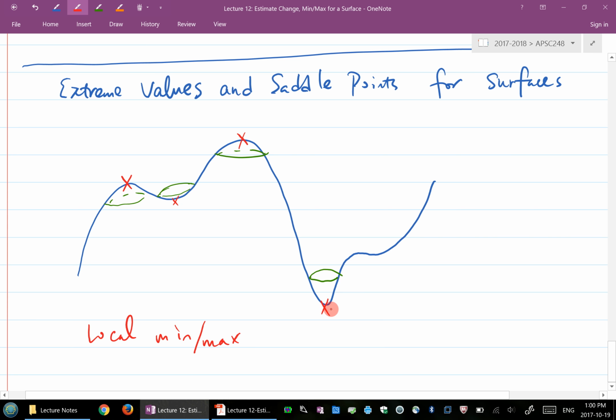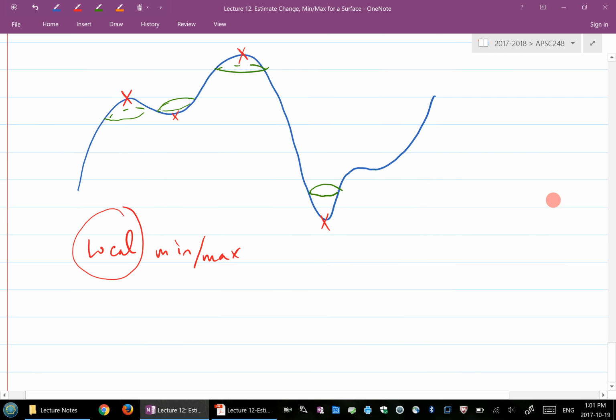See the wording here: I say this is local. So local min or local max. So what is local? If you compare this one with this one, this is a bigger maximum than this one here. Naturally, if you see local, then there's got to be something like a global min and a global max.